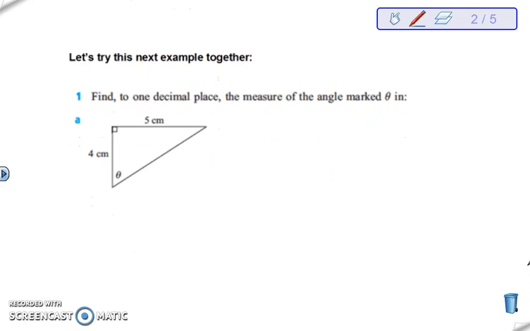Alright, so for this one, we notice they gave us two sides, and we are missing the angle. So we're going to set this up just like we did the last one, only there's going to be a small, subtle difference. We're still looking at the opposite side, hypotenuse, and adjacent side.